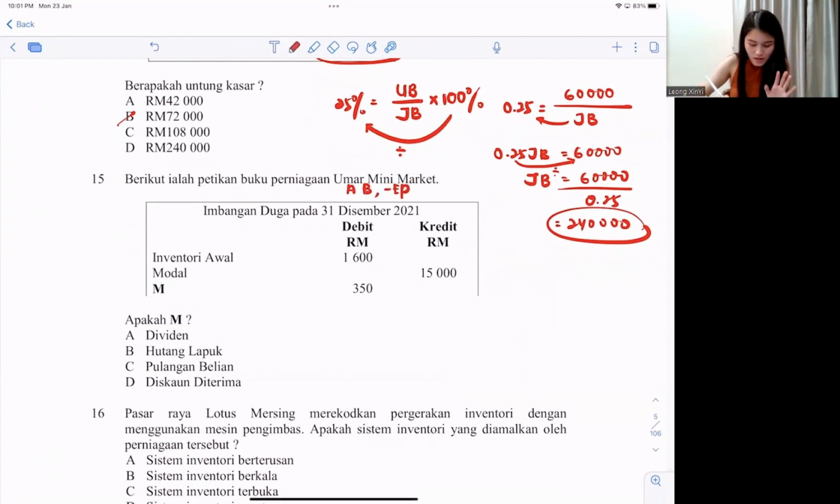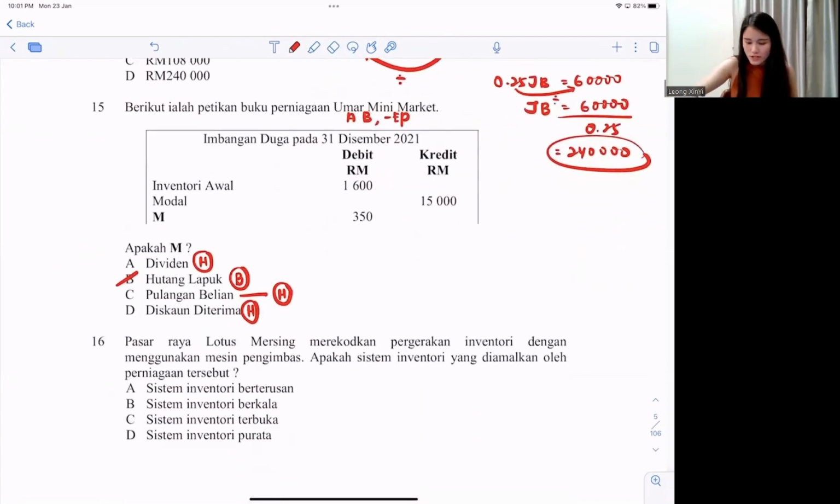Dividend, no. Dividend is a type of hasil. Hutang lapor, yes, because it's a belanja. Discount deterriment, no, hasil. Pulangan belian also is a hasil. So belian and pulangan belian are in opposite directions. That's why we know it's definitely not going to be on the debit. It's a credit item. So the answer is B, hutang lapor.